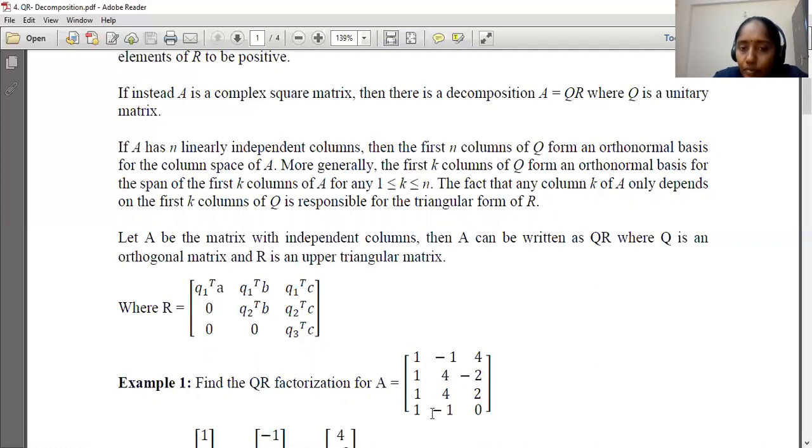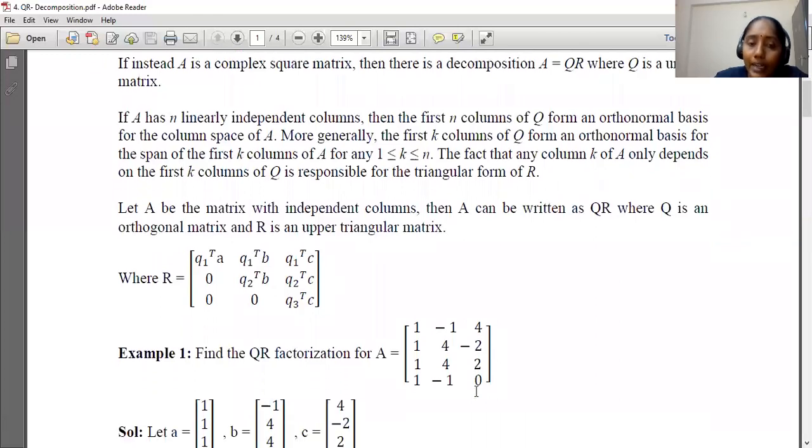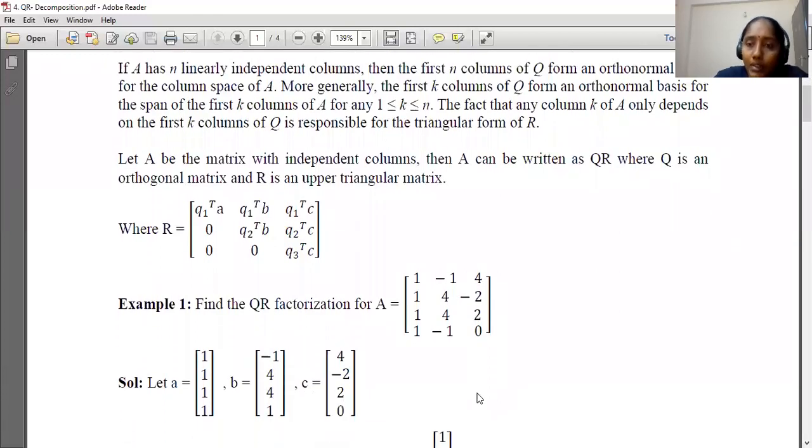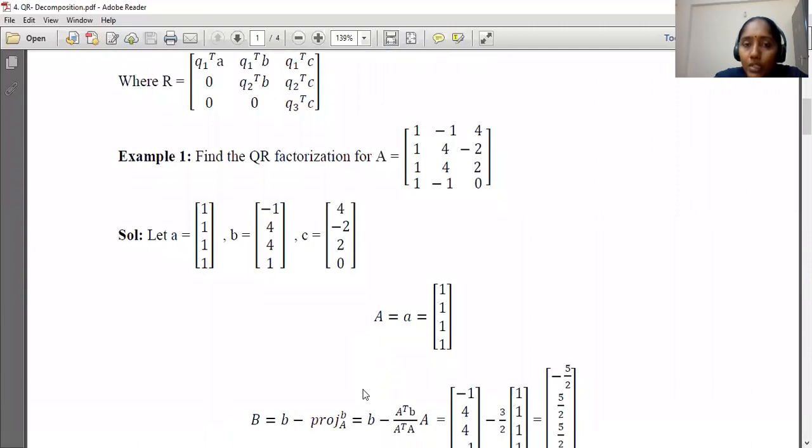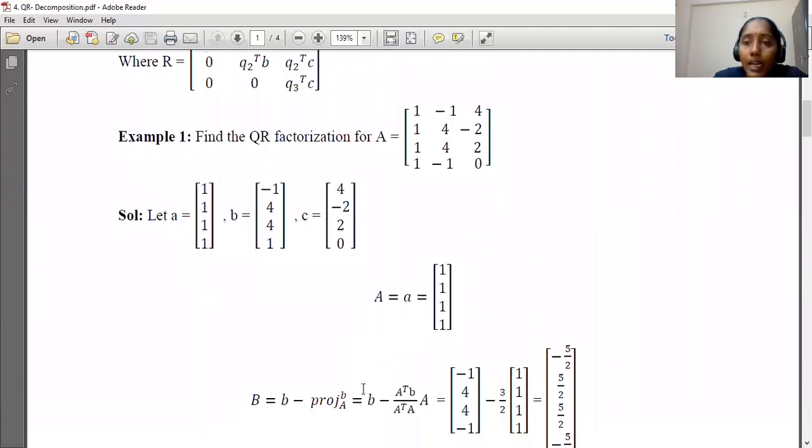Here observe that A is a matrix of 4 by 3. This means 3 columns. Each column is linearly independent. Now we consider the linearly independent columns as vectors A, B, C. Here we are applying the Gram-Schmidt process to find Q. That means to find orthonormal vectors.